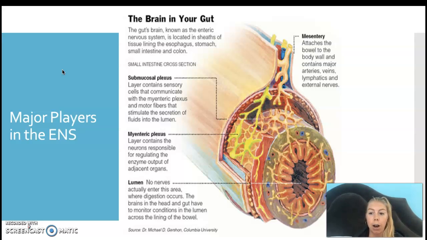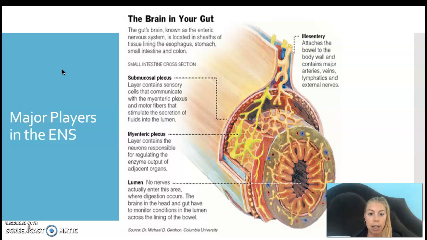So we often refer to the enteric nervous system as the brain in your gut. The gut's brain is located in the sheaths of tissue lining the esophagus, stomach, small intestine, and the colon, also known as the gastrointestinal or GI tract.